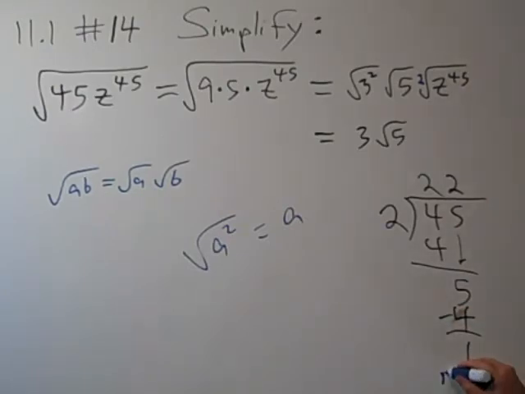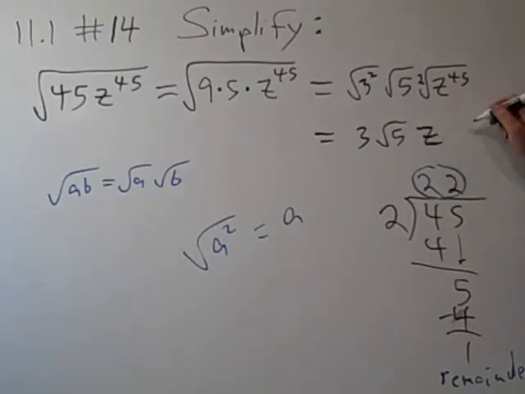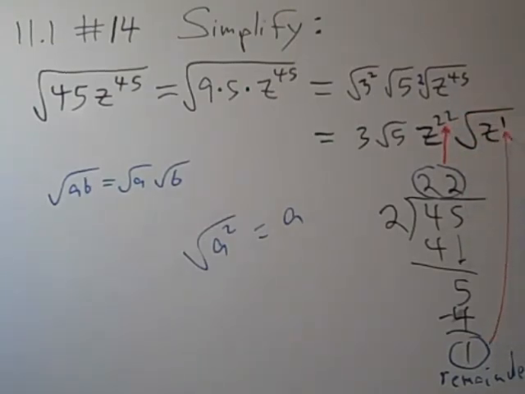The remainder is one of the things we want. The quotient is how many z's escaped. So 22 z's escaped the radical, and 1 z remains under the radical because the remainder was 1. And again, this 22, the quotient, tells you the exponent of the z, how many z factors escaped, and the 1 tells you how many z's remain under the radical.